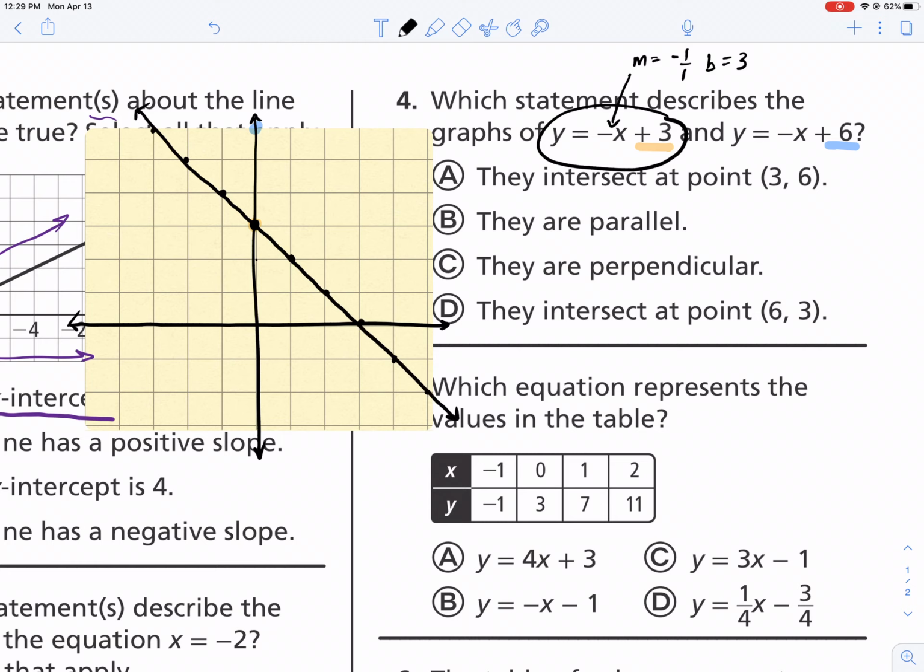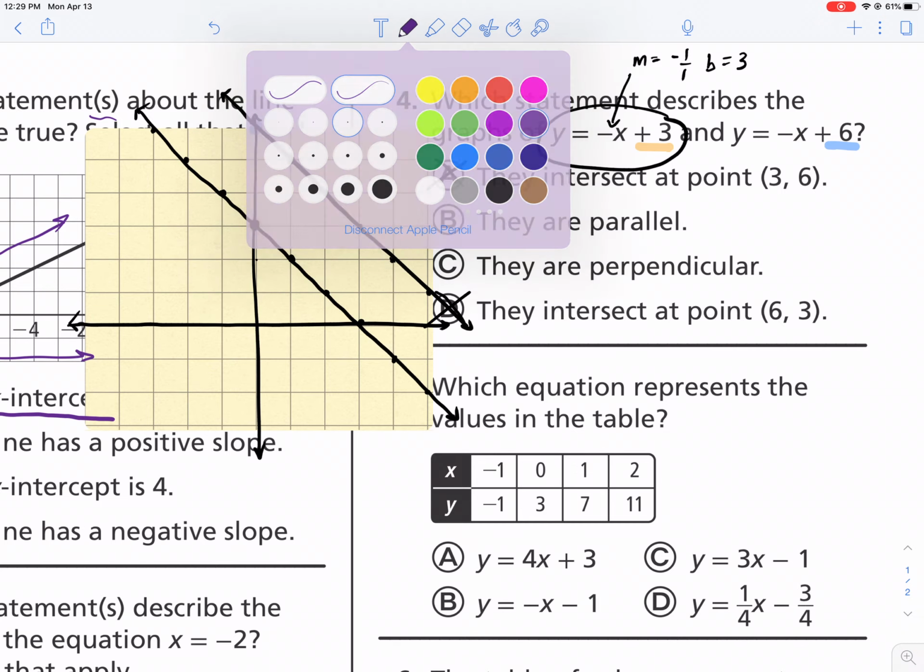And then our second equation, we're going to start at 6, and we are going to have the exact same slope because they both have a negative x. And so if you remember, without even graphing it, you might have seen that they both have the same slope, and if they have the same slope, we know that those lines are not going to intersect. So it can't be A, and it can't be D.